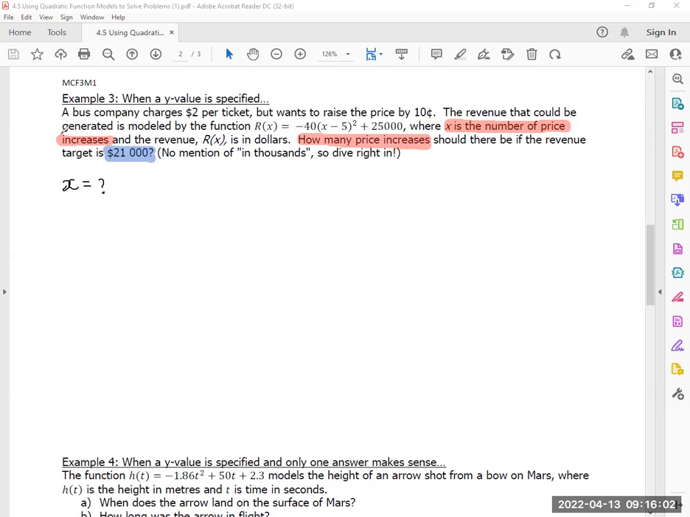Can you connect that idea? They say X is the number of price increases, and they ask how many price increases, right? It's just a matter of reading. That means the alternative, the blue, must be the Y value. And I think you could agree to that because it says the revenue target is 21,000. So putting this together with my equation, it is 21,000 equals -40(x - 5)² + 2,500. Right.